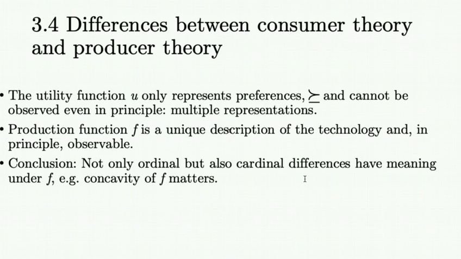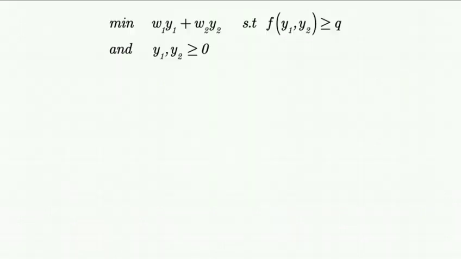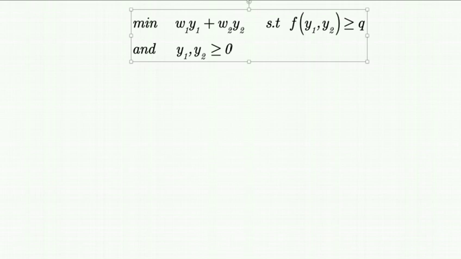All right. Now, we need to move to examples so that you can understand producer theory better. Here, I want to show you a very simple example of a cost minimization problem. Let's say we have two inputs, Y1 and Y2. W1 is the price of input Y1, and W2 is the price of input Y2. And of course, the cost minimization here is subject to the production technology, or production function, given by this.